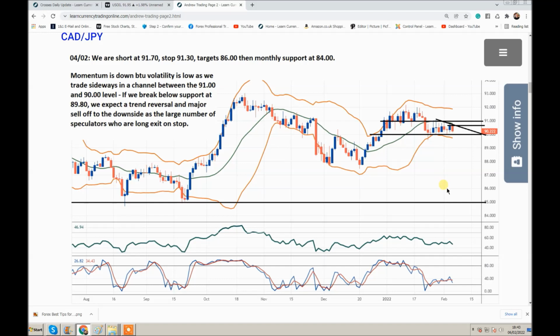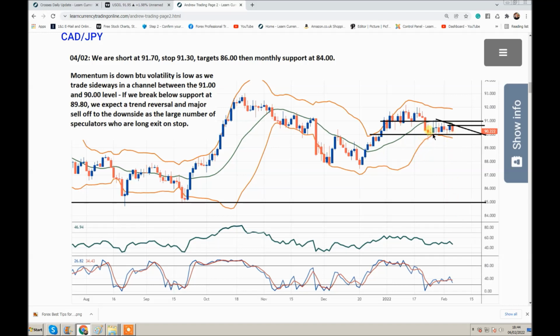Trapped in a range. So it's kind of minor profit, about 150 pips, but I've reduced our position by two thirds. I've just left a small trade in. I want to see this range break. So if we break below this level here, 90, so I want to see 89.80 to put in a bigger position. I'll take it and see if we run to the downside and the speculators get hit on stop.